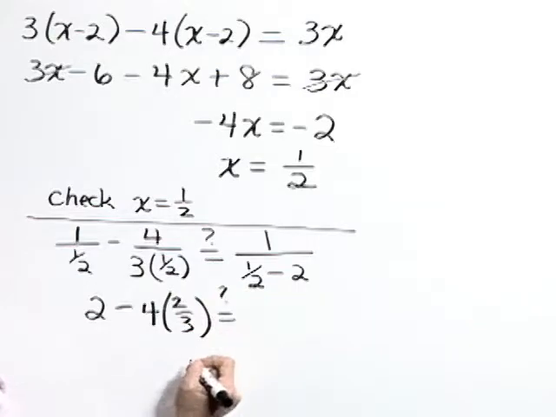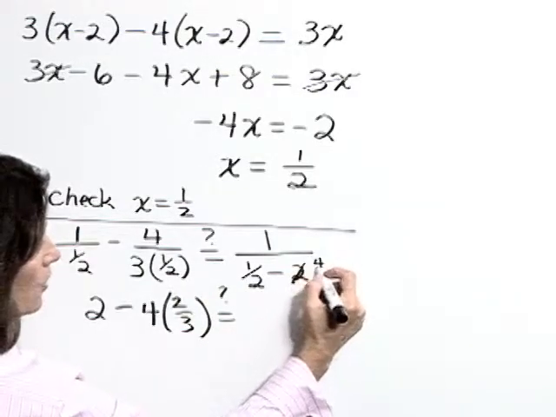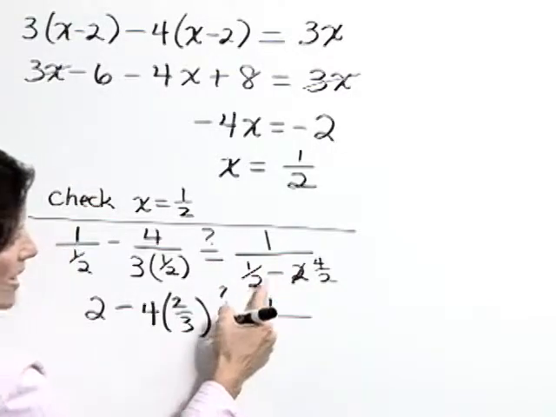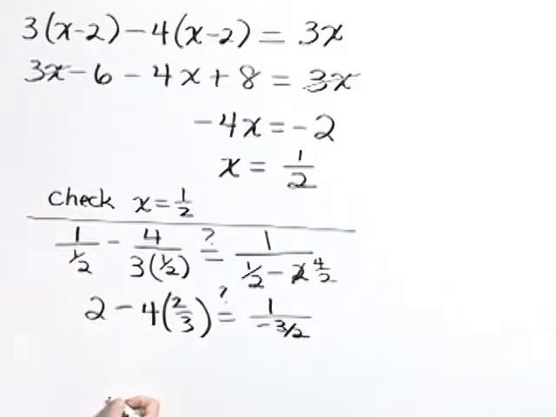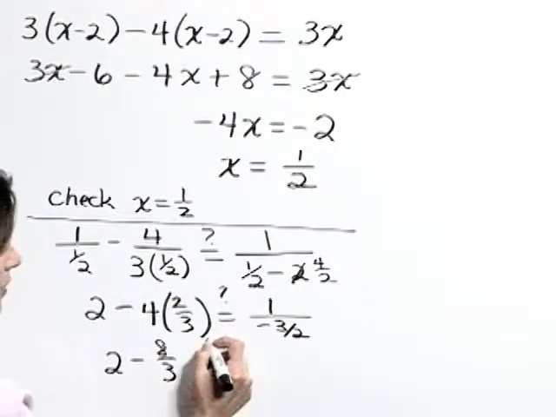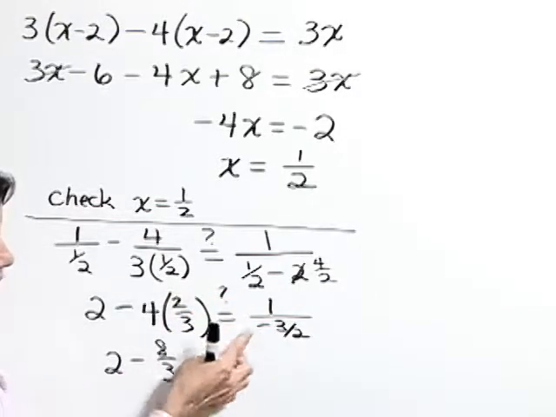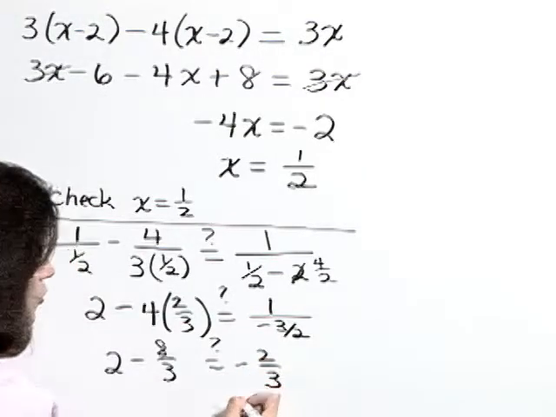2/3. On the right-hand side, let's think of that 2 as 4/2. So we have a 1 over 1/2 minus 4/2 is a negative 3/2. Back to the left. Almost done here. That's a 2 minus 8/3. Is that equal to 1 divided by negative 3/2 multiplied by the reciprocal of that denominator, getting a negative 2/3.